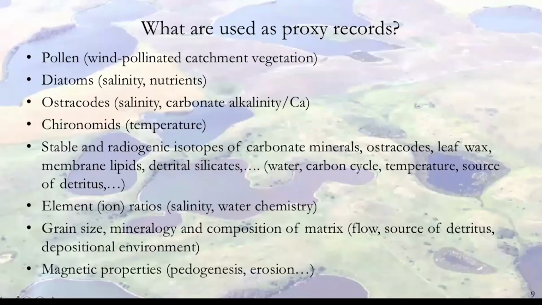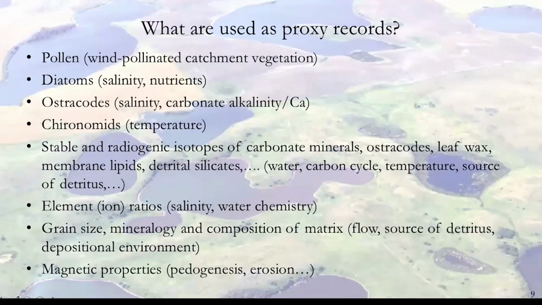So what do we use as proxy records? This is not an exhaustive list. Pollen: we use wind-pollinated catchment vegetation. Insect-pollinated pollen is usually too heavy and doesn't get carried by wind, so it's wind-pollinated vegetation. Diatoms are used to reconstruct salinity or nutrient levels. Diatoms are plants, ostracods are animals, often used to reconstruct salinity or carbonate alkalinity to calcium ratio.